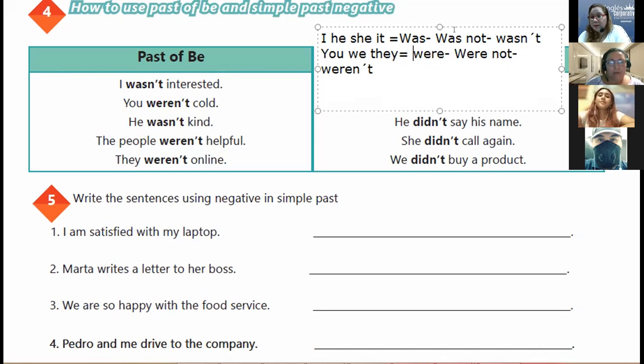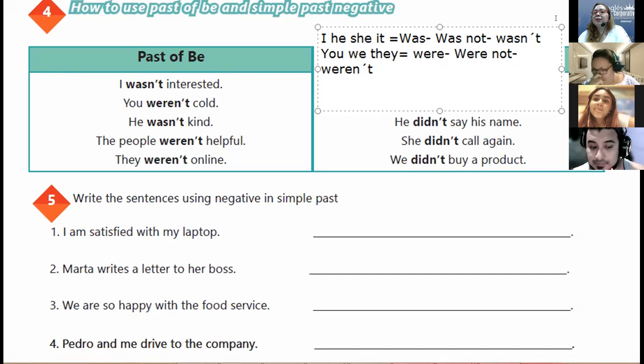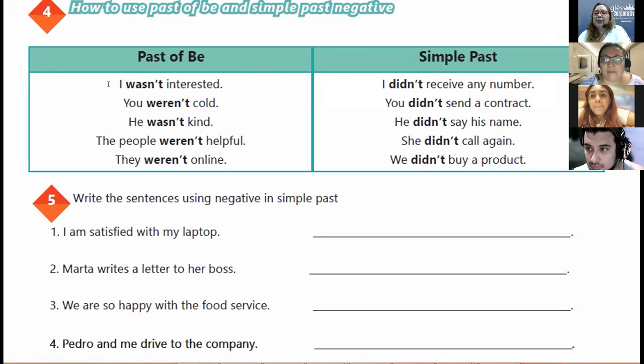En este caso estamos, ya vimos el afirmativo. Ahora veamos los ejemplos en negativo, usando wasn't and weren't. Say weren't. Weren't. Okay. Could you please open your mics and say weren't? Weren't. Could you please open your mic, guys? I need to hear this pronunciation. Weren't. Wasn't. Weren't. Okay, I'm going to erase this and let's read the sentences.